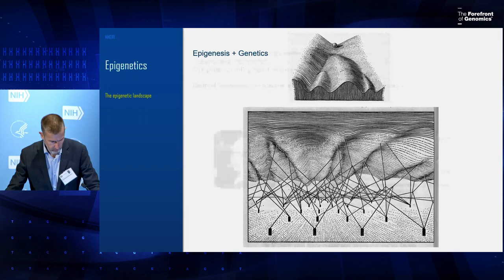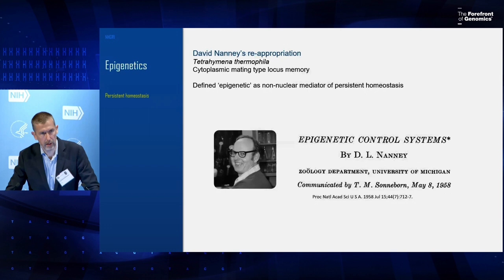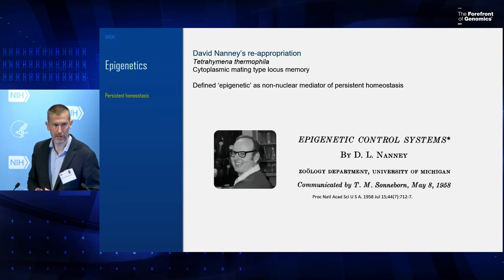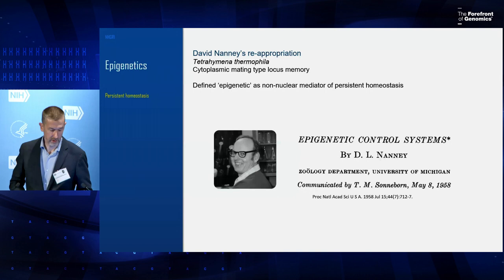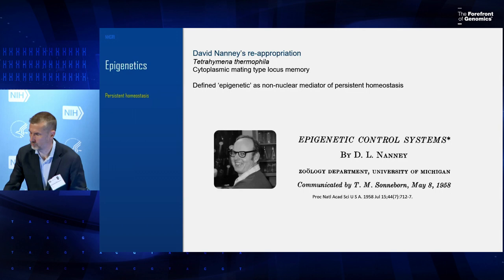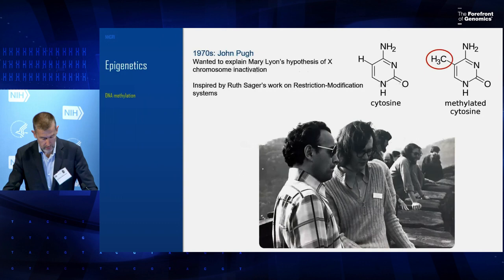So David Nanney, about 10 years later, after a 14-hour propeller plane ride from New York to Paris, was describing to a Greek speaker why he wanted to call his cytoplasmic inheritance of mating type locus characteristics in Tetrahymena paragenetic, and was told that that was linguistically incorrect and he needed to call it epigenetic, and he did. And so this was the second use of the term, and he was absolutely right. We now know it's an siRNA mediated mechanism of the cytoplasm, but he introduced the idea of epigenetics as a cellular memory phenomenon. And again, this kind of came and went until the 1970s, when John Pugh resurrected the term.